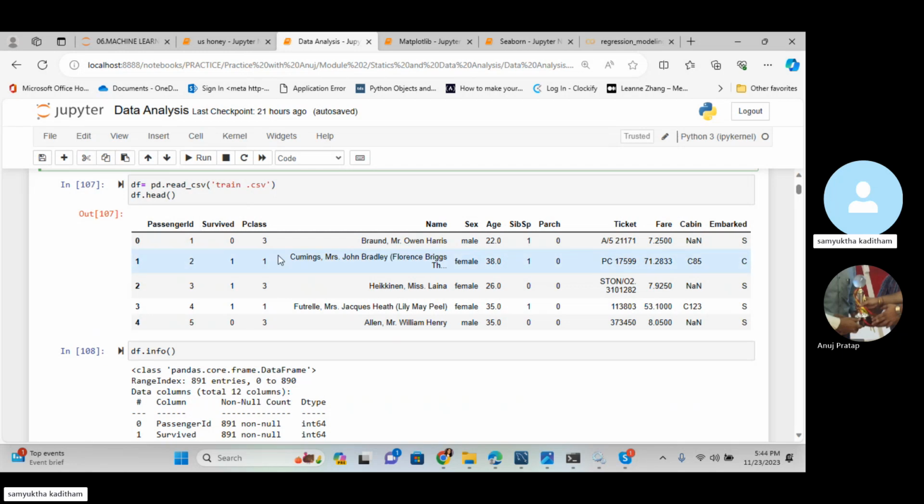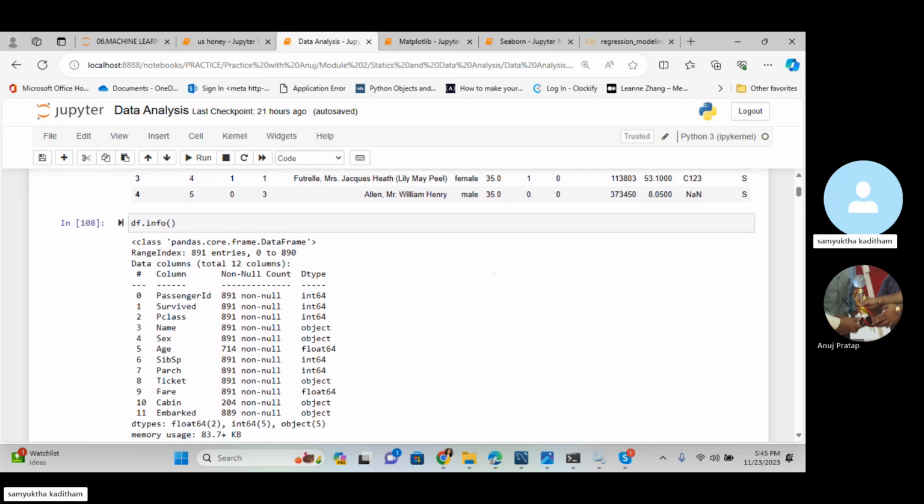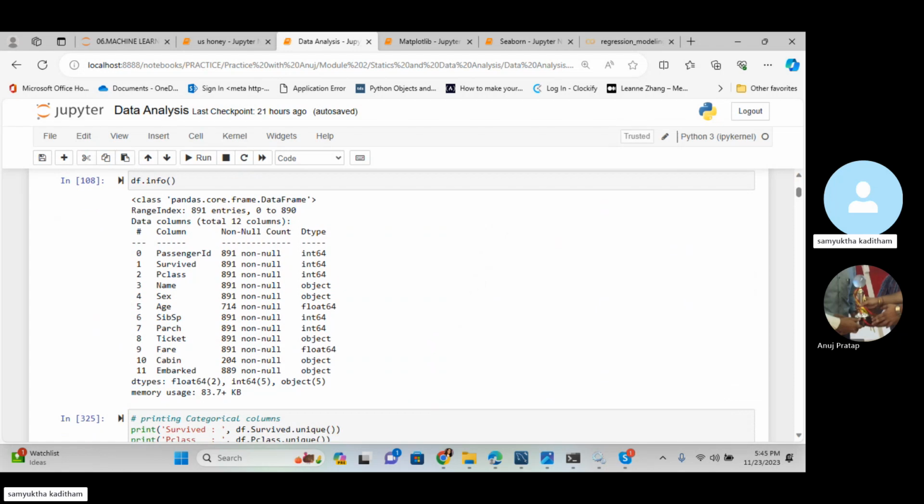This is about the Titanic crash. So when the Titanic crashed, how many people survived? How many different class people are there? About gender, their age, their family, their tickets, the fare of the tickets, and the cabins, and embarked. Embarked is the port where they started their journey. So all these details are there. So these are the columns.